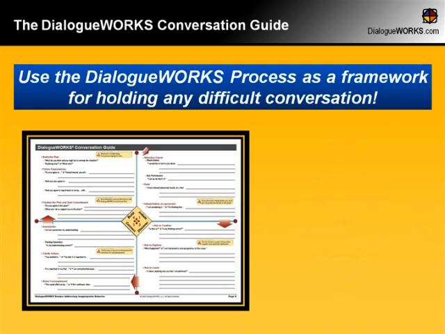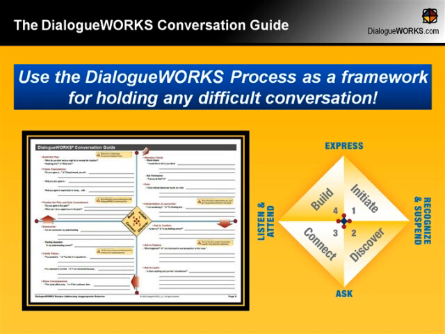The conversation guide uses the DialogueWORKS process as a framework for helping you to prepare to hold any difficult conversation. The guide is specifically adapted to the recipe for the conversation it is designed to address. For example, the recipe in the conversation guide would not be the same if you were addressing the poor performance of an individual as opposed to terminating someone because of a downsizing. Therefore, the recipe and the cues and do's are customized according to the topic of the conversation.